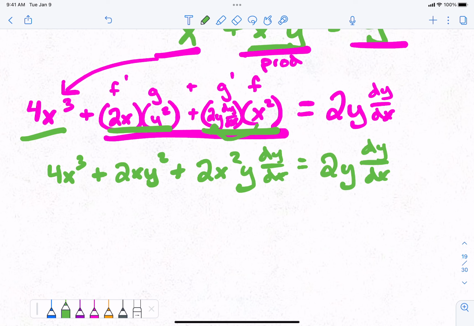Could you just have divided the 2y dy dx off and made the other side 1? I think we should divide by 2. Divide by 2. Yeah, I was just thinking the same thing. Yeah, you can. Sure. Divide by 2 and that gives, so this is 2, this is 1, this is 1, this is 1.